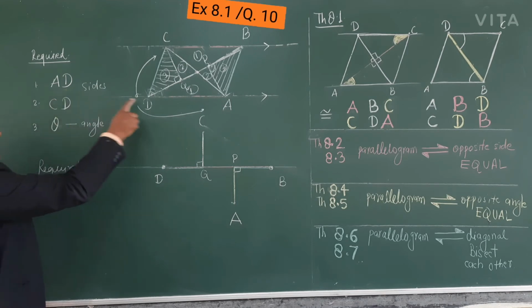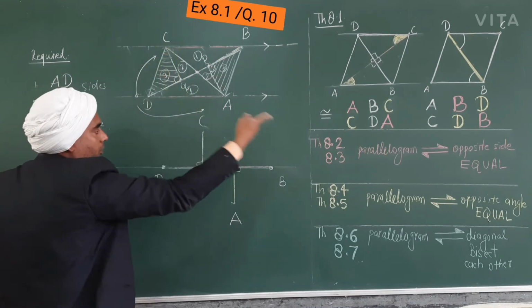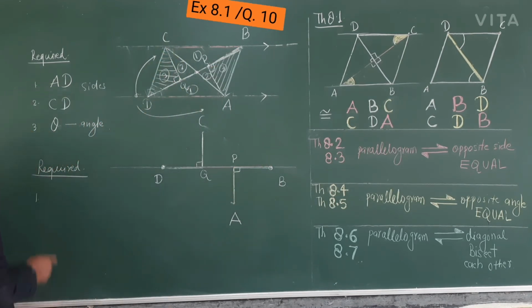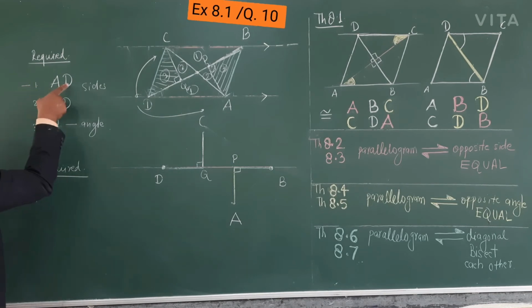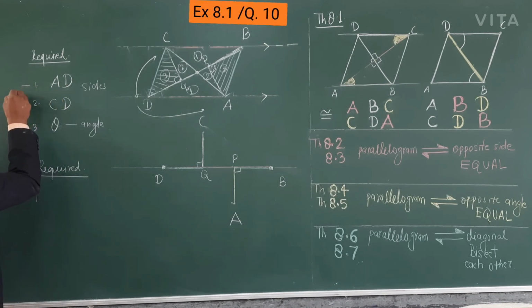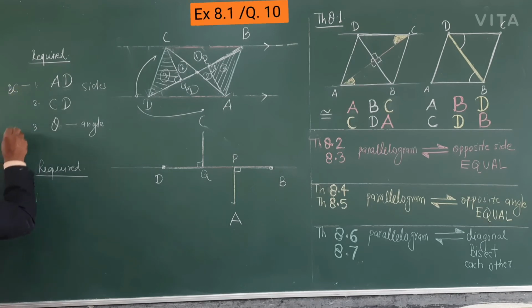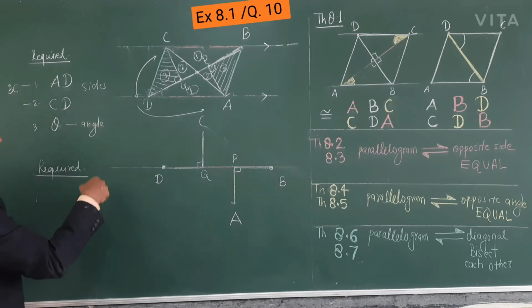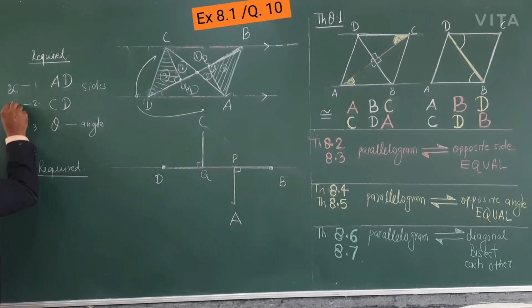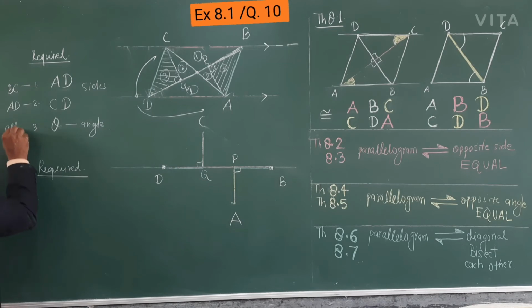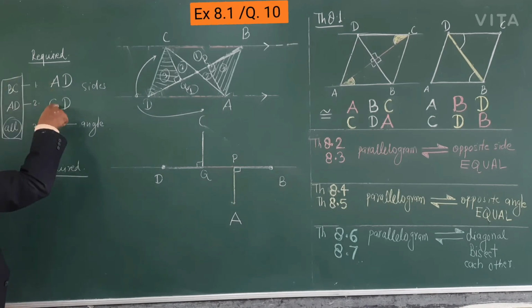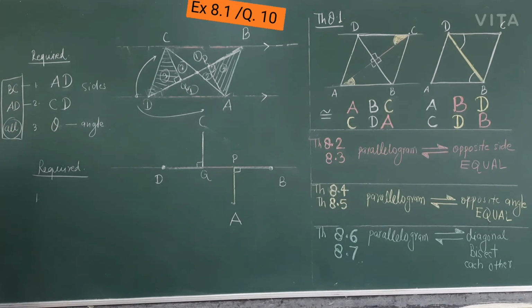If you know AD, you know BC, by the theorem. So first, if you know AD, then BC is by theorem. If you know CD, then AB is by theorem. And if you know only one angle, you can know all the angles. Means you should know only three things, and everything else you get from the theorems.